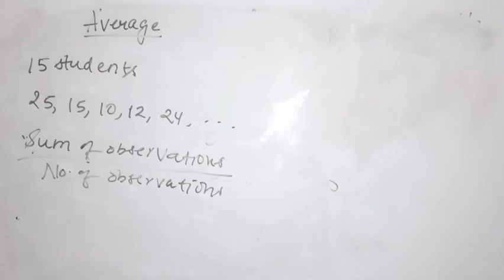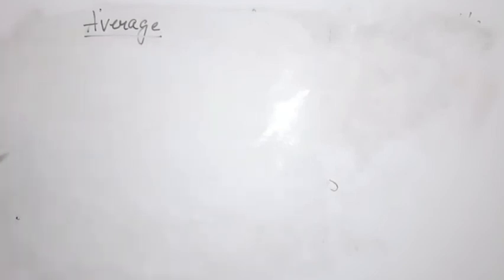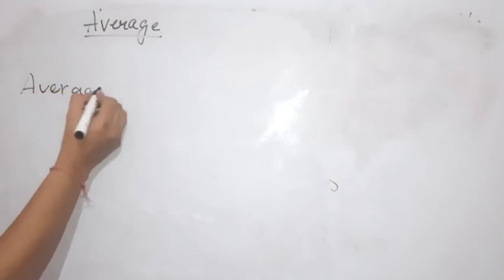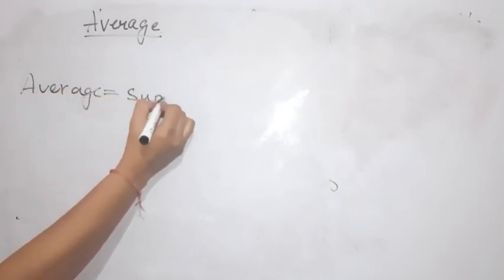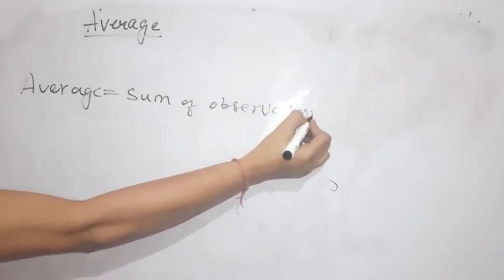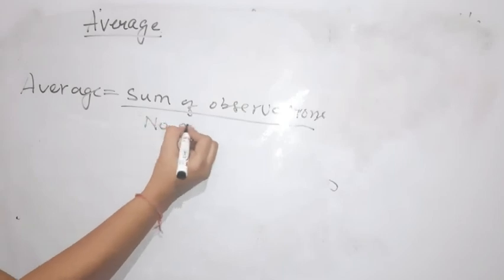Okay students? This is the formula for average, and from this formula you can obtain two different formulas. Let me explain how. Average is equal to sum of observations upon number of observations. Okay?